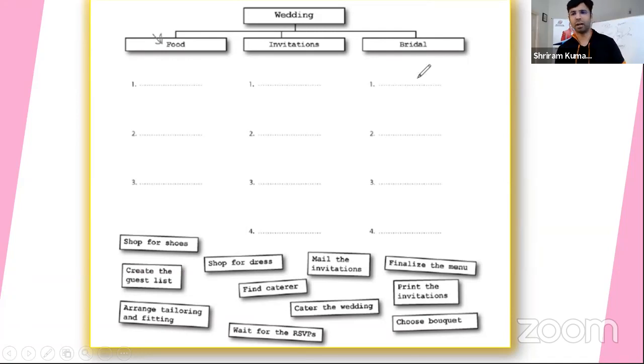Right, let's start with the bridal. Tell me what all can happen for the bridal as an activity. Let me see how fast your brain will catch up. You can see the list of items at the bottom. You can tell me what you'll do for the bridal. Invitation and food are there. For the bridal, what all can be an activity? Tailoring. Okay, so somebody says arrange the tailoring and fitting. This is bridal. And somebody says shop the dress. Interesting. And then what? Shop the shoes and shop the dress.